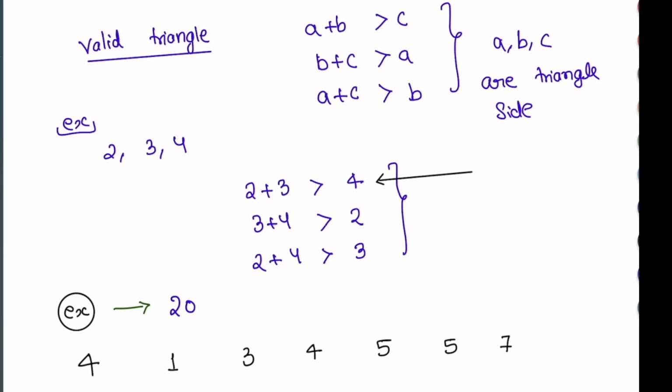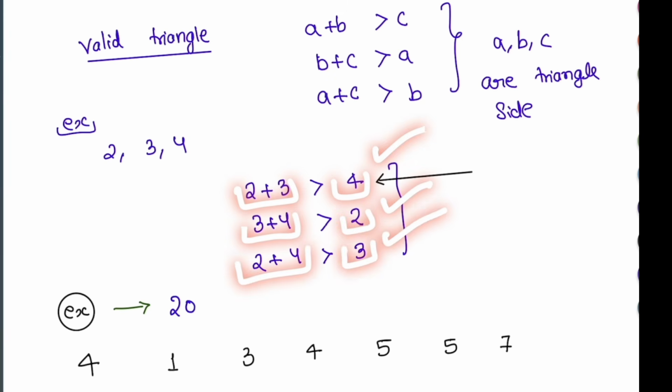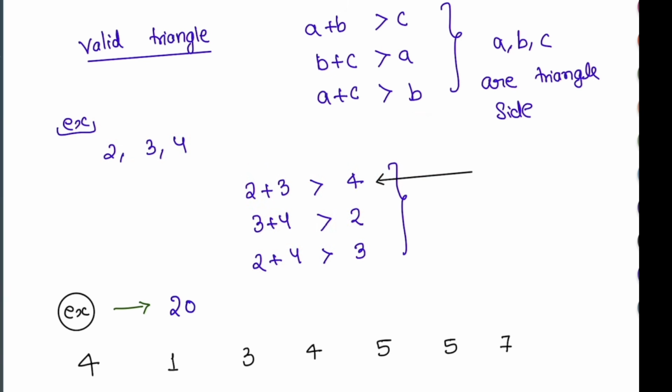For example, if the numbers are 2, 3 and 4. So 2 plus 3 is more than 4, yes. 3 plus 4 is more than 2, yes. And 2 plus 4 is more than 3, yes. So 2, 3, 4 is a valid triplet because it can form a valid triangle.